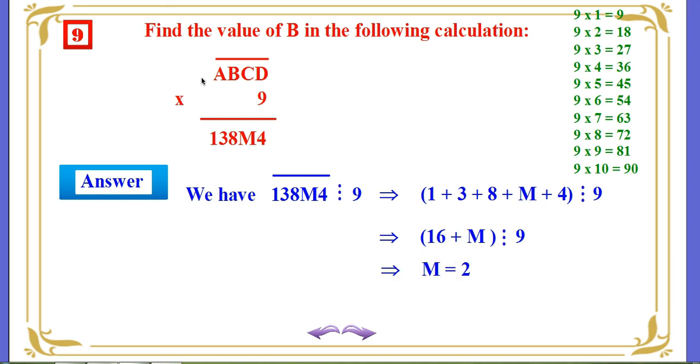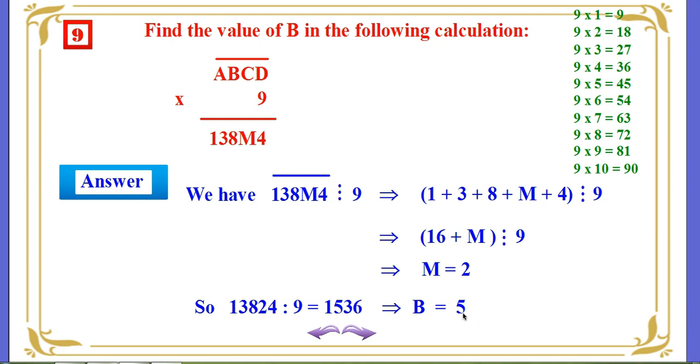Now we want to find the unknown factor. We take the product divided by the known factor. So 13,824 divided by 9 equals 1,536. So B is 5.